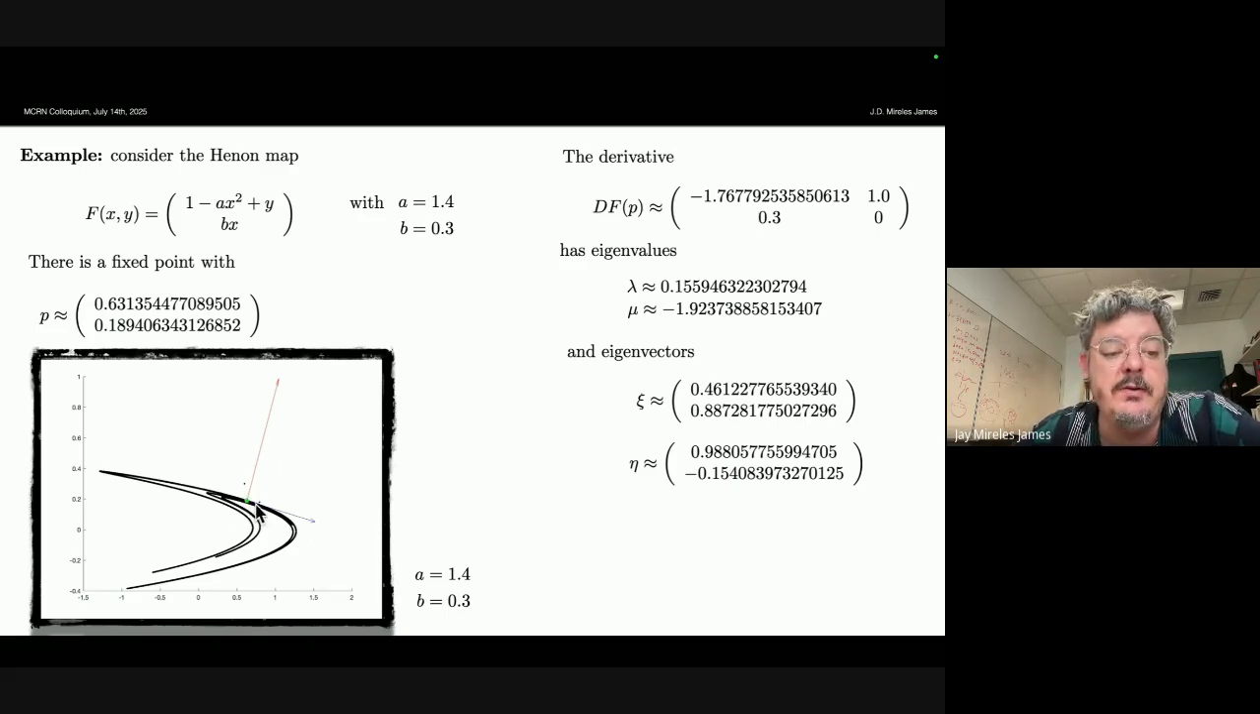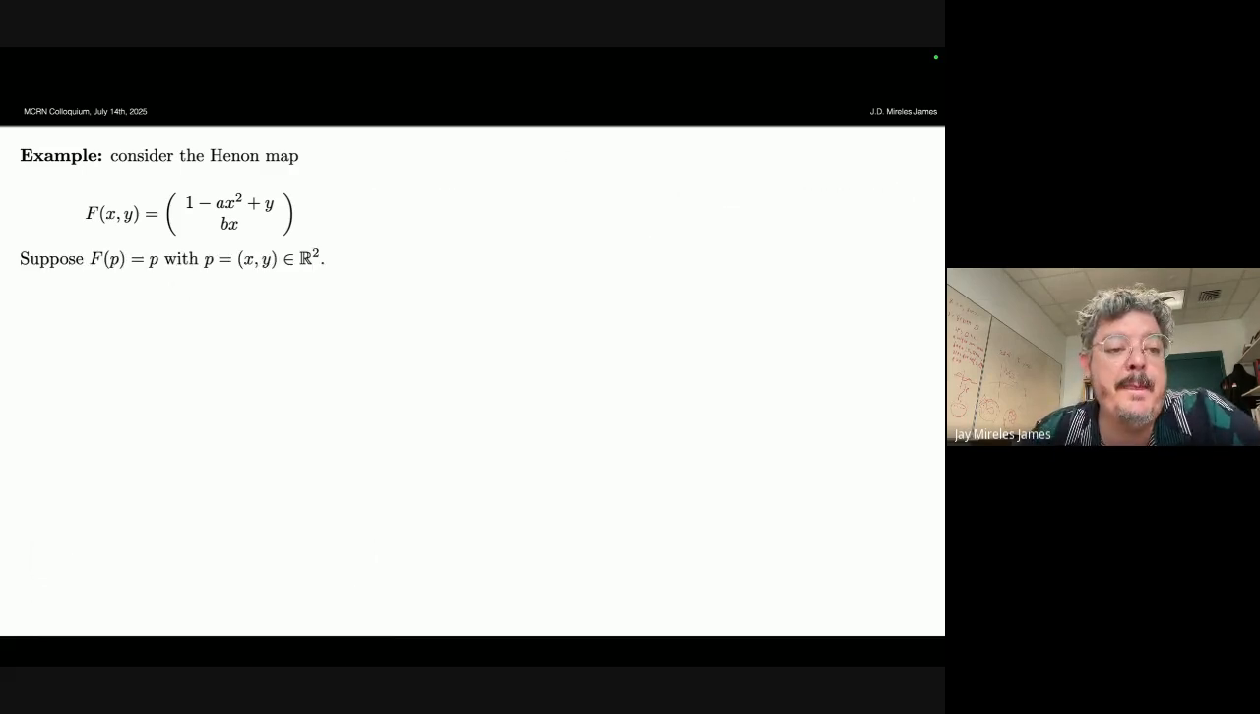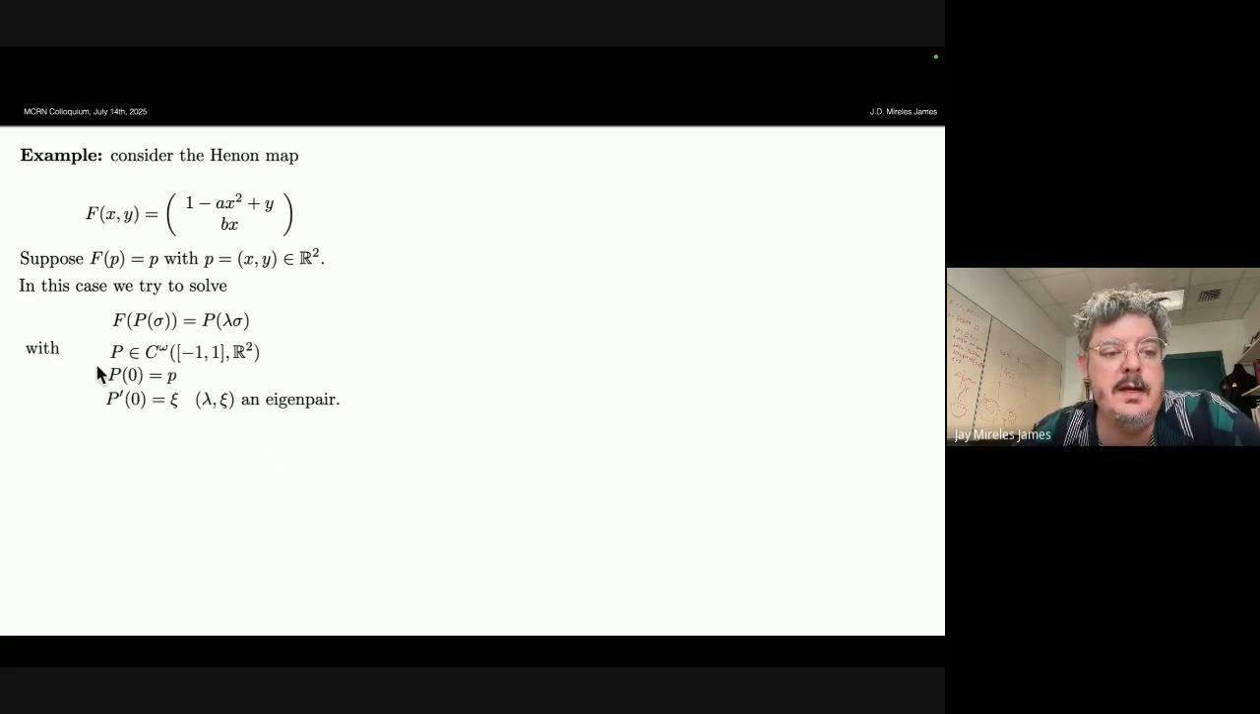Now what I'd like to do is compute higher order corrections using this parameterization method. So let's pick any fixed point, I'll just call it p now. What we're going to try to do is solve this invariance equation, where lambda will be either our stable or unstable eigenvalue. We have to decide which manifold we're going to look at. Okay, so we're looking for P solving this equation.